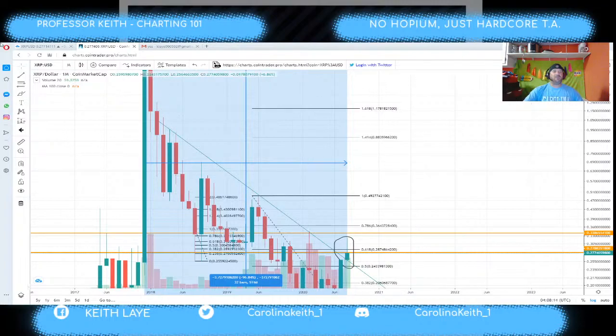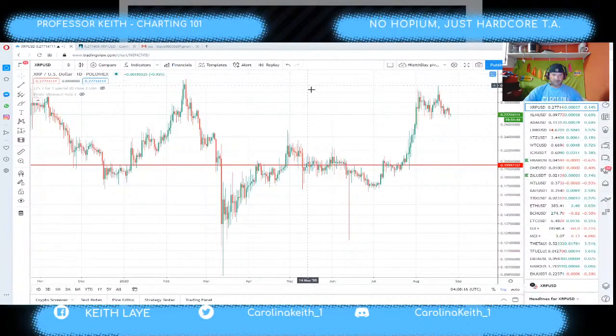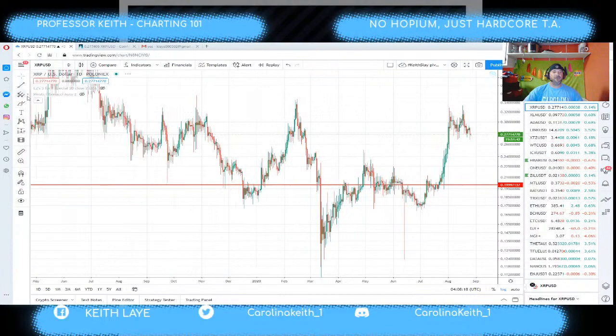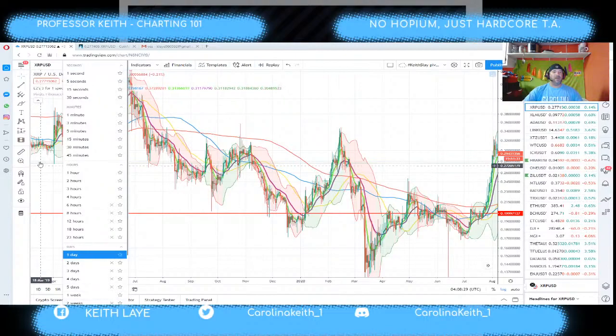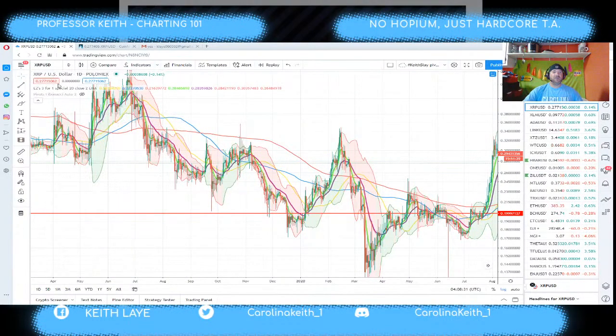Now I'm going to hop on TradingView here, and I'm going to hope to get a better view of what's been happening with this entire fractal from the beginning. By the way, this is EZ's 3-for-1 special indicator.